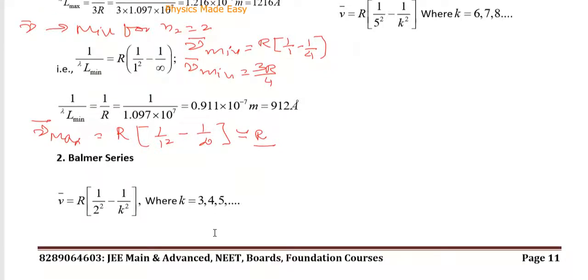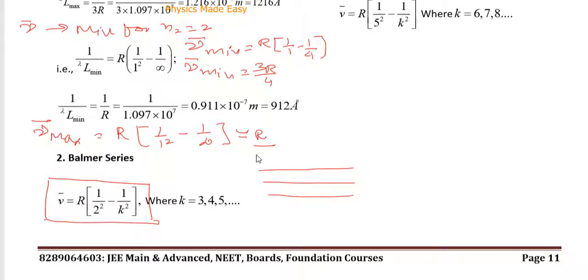Now let us proceed to Balmer series. In Balmer series, as it has been defined here, Balmer series is formed when I will draw a few levels. 1, 2, 3, 4. May not be as per the diagram. Let it be level number 2, 3, 4, 5, 6. The Balmer series is formed like this.